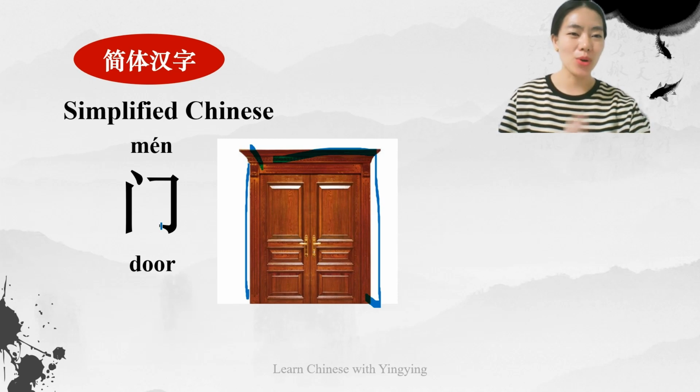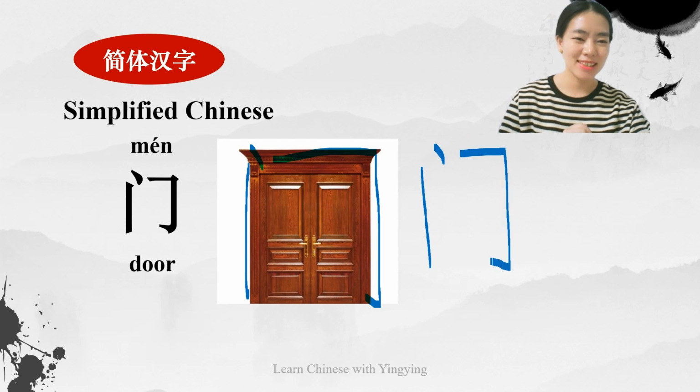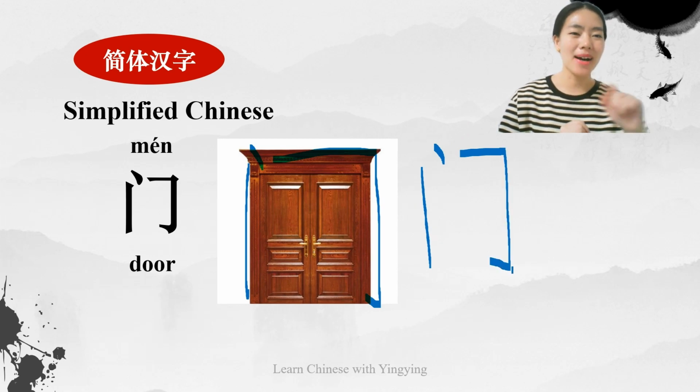So this is 门. It means door. So let's write the word together. So remember our writing rules. It's from the top to bottom, from the left to right. So the door is top to bottom, left to right. Okay, this is 门. 门, it means door.